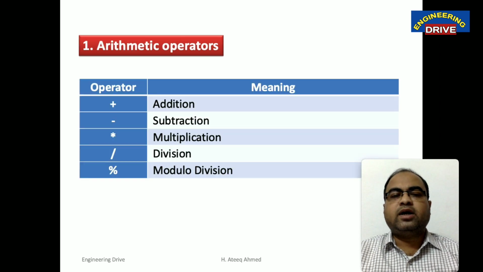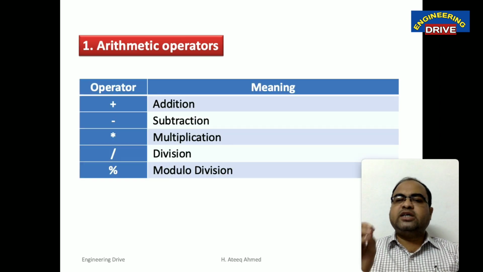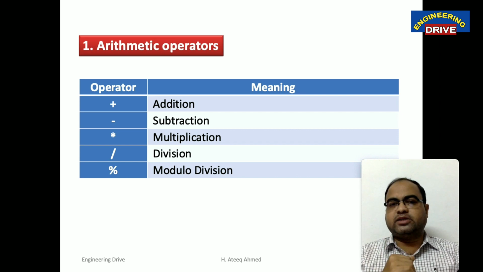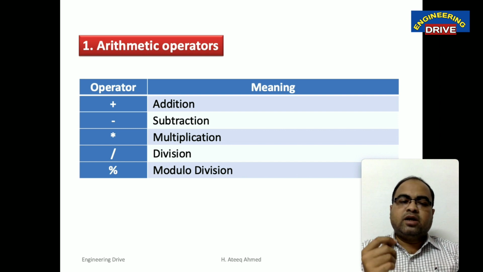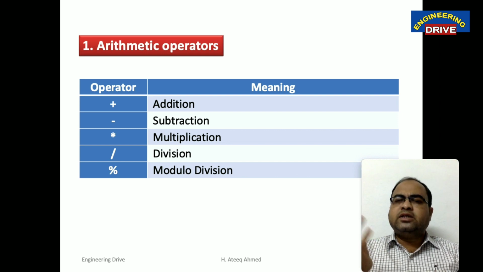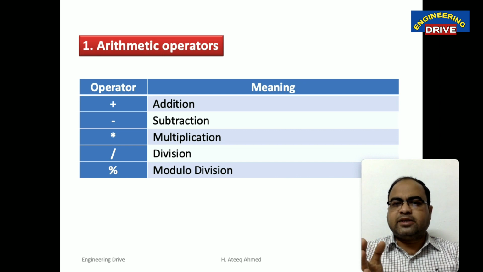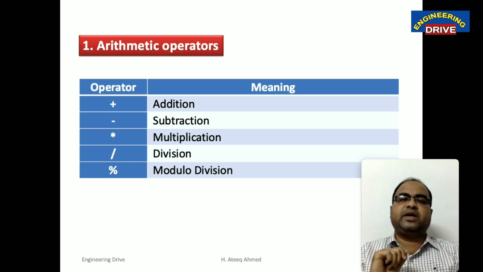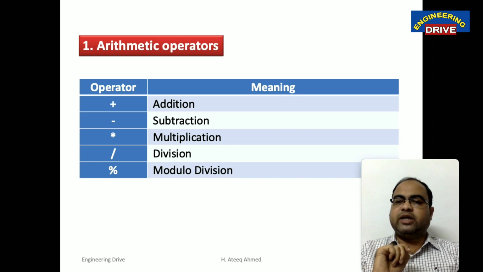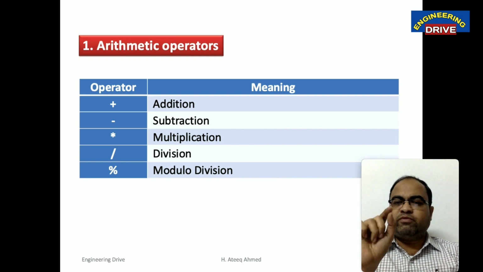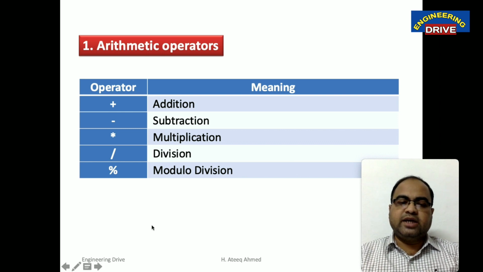So number 1, arithmetic operators. C supports the following 5 types of arithmetic operators. From our school life we know these operators. What are those? Plus means addition, minus means subtraction, and multiplication. Generally in our mathematics subject we use the cross mark for multiplication, but dear students, remember that programming languages do not support that symbol for multiplication. Our computer makes use of the star symbol.